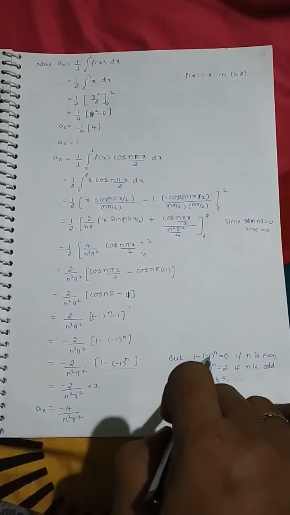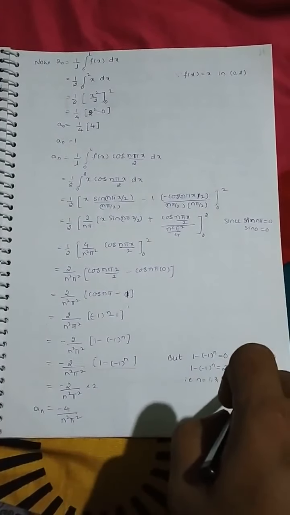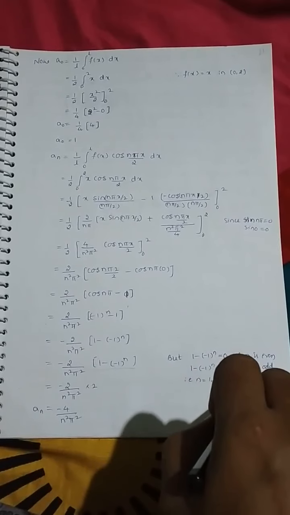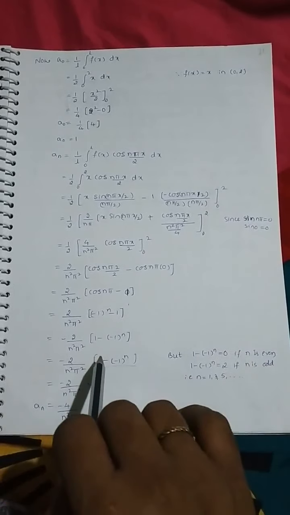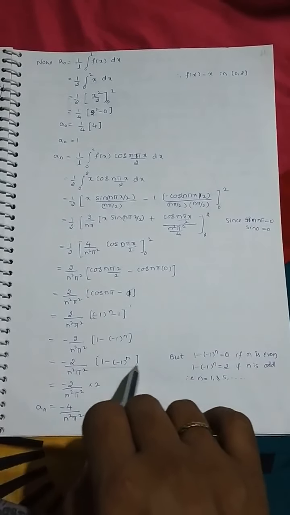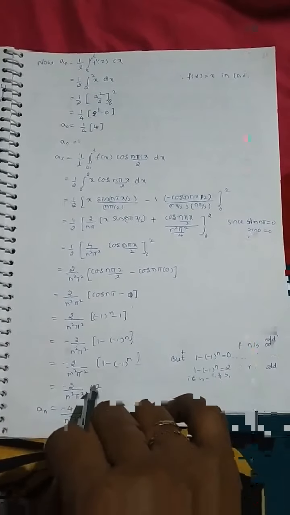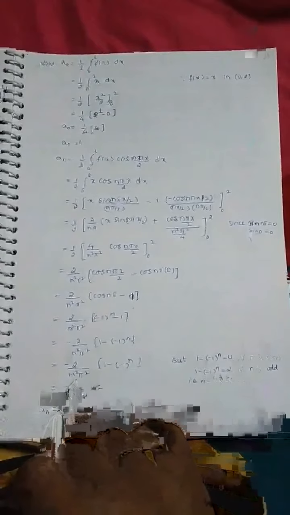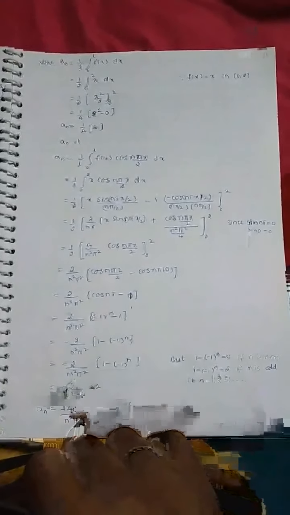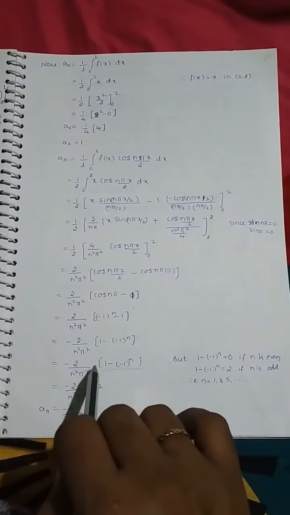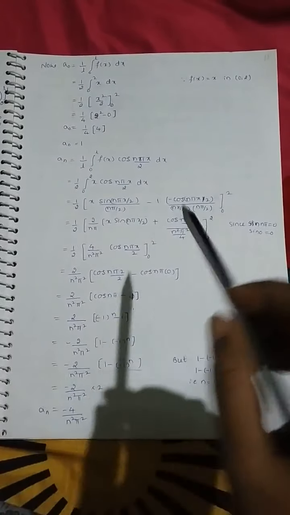1 minus of minus 1 raised to n is 0 if n is even. 1 minus of minus 1 raised to n is 2 if n is odd. Using this one, I have substituted the value of this bracket term as 2. That is minus 2 upon n square pi square into 2, which is nothing but an is equals to minus 4 upon n square pi square. Here remember, we have taken n odd values.